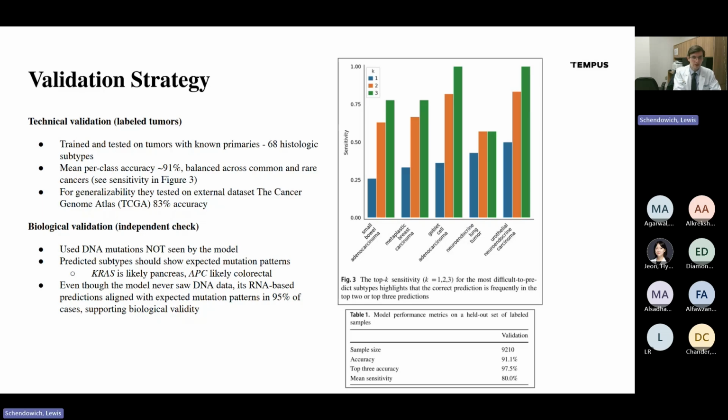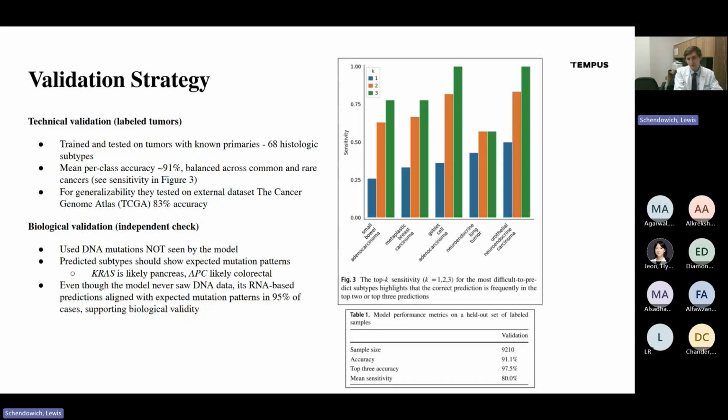For generalizability, they also evaluated this model, Tempus TO, on external data sets, specifically the Cancer Genome Atlas, and it had about an 83% accuracy when it was run on tumors provided by them. This is going to be important because the CARIS AI also runs on TCGA, which we'll talk about in a minute as well.